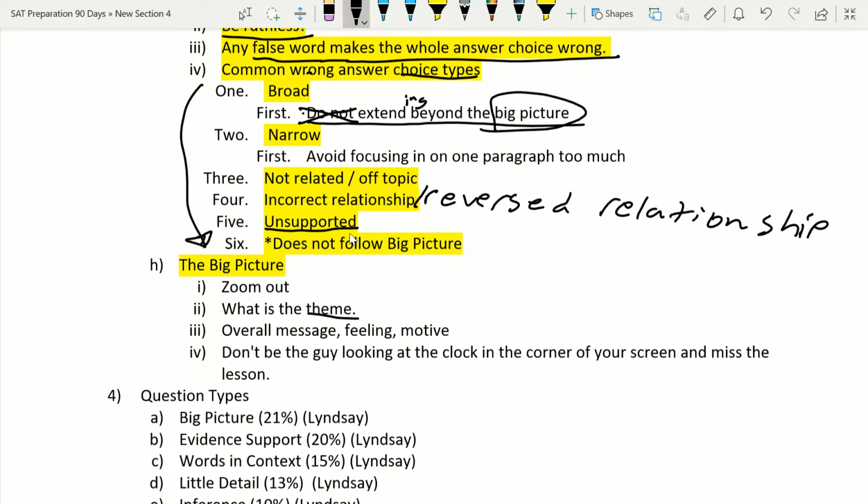So if we were to read that passage about the increased population of earthworms causing ecological destruction in the Amazon, the main theme, if we were to zoom out, the big picture, would be that full theme, right? So the big picture, in my mind, would be the following. So I'm going to begin right here. This is the big picture.